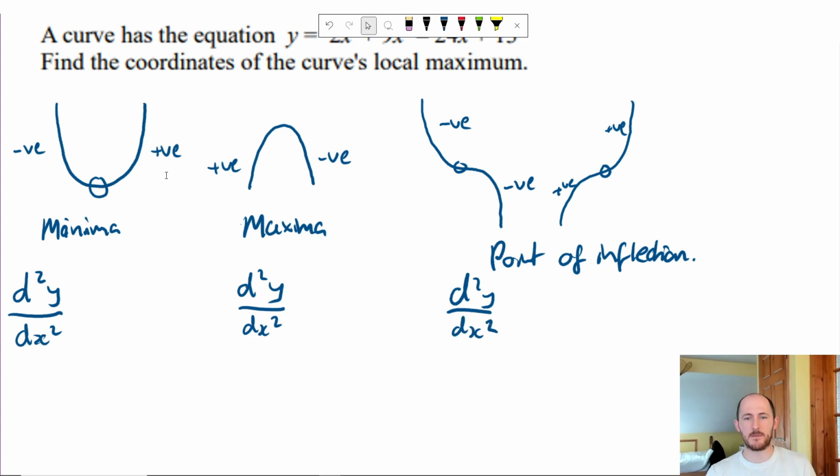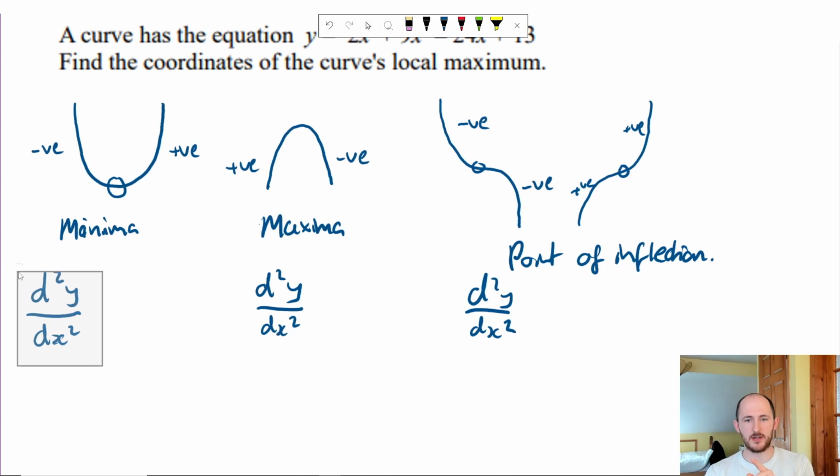So how do we know if it's a minima, maxima, or point of inflection? Now here's where people get confused. This second differentiation is going to tell me how the gradient is changing. I like to think of it as acceleration. So in maths and physics, when you have velocity, it's how quickly your distance is changing. Your acceleration is how quickly your velocity is changing. You can have a positive velocity and a negative acceleration, right? Because you could be slowing down. That's the kind of idea here.